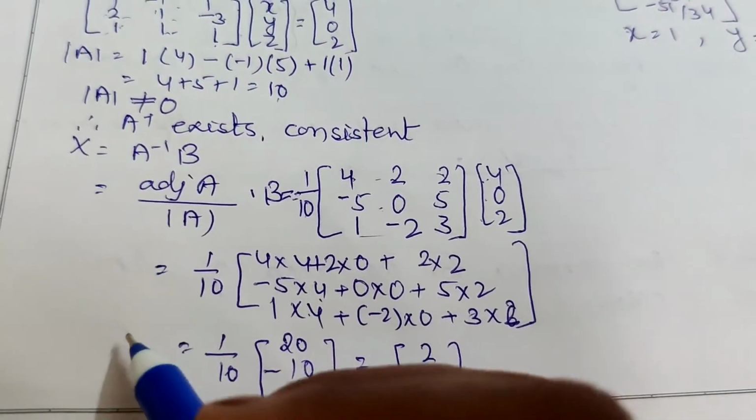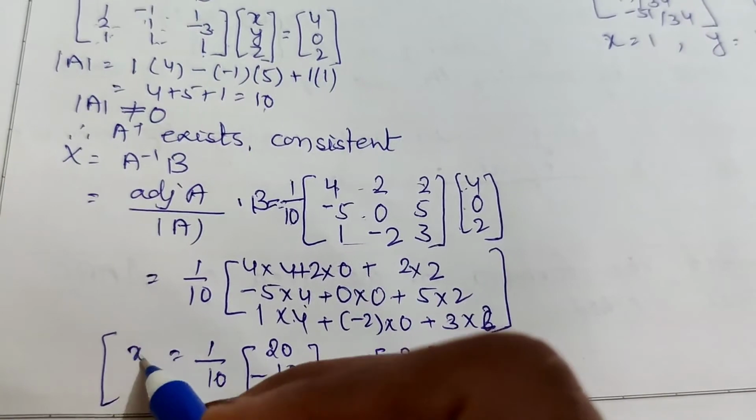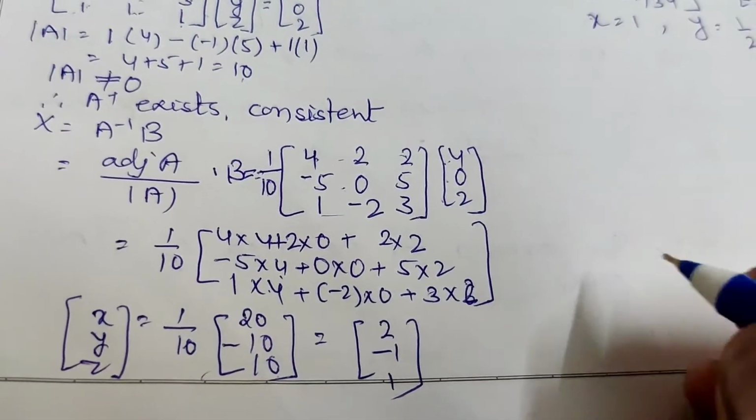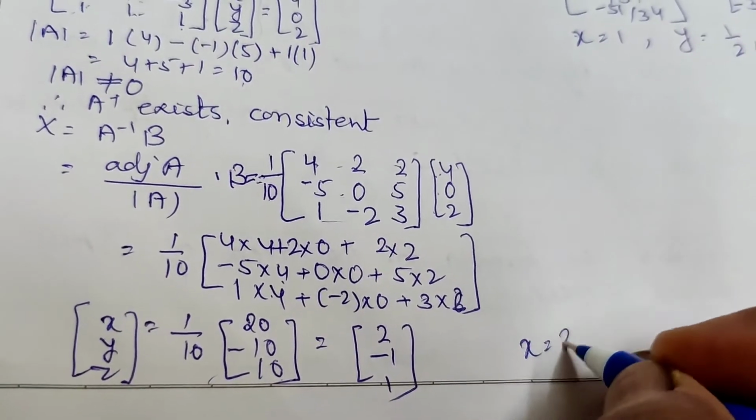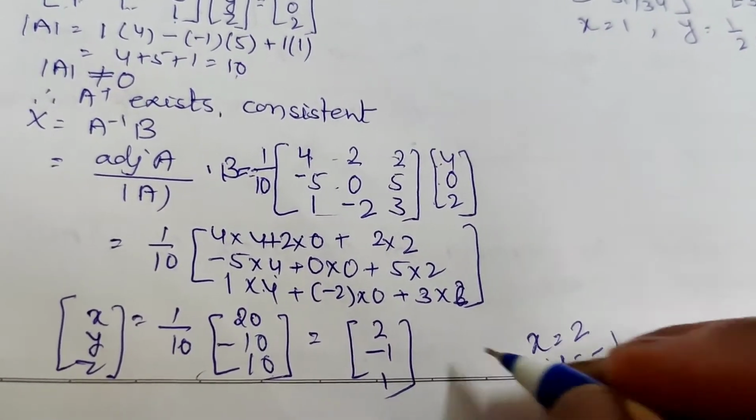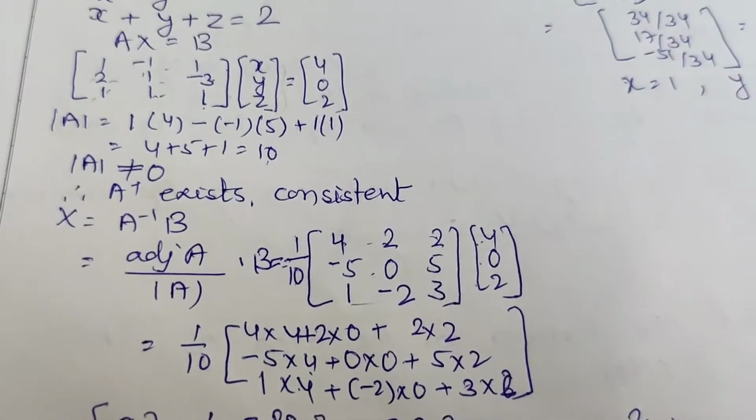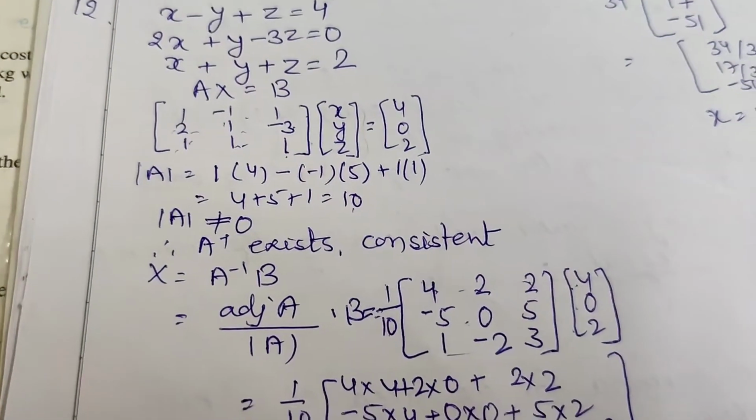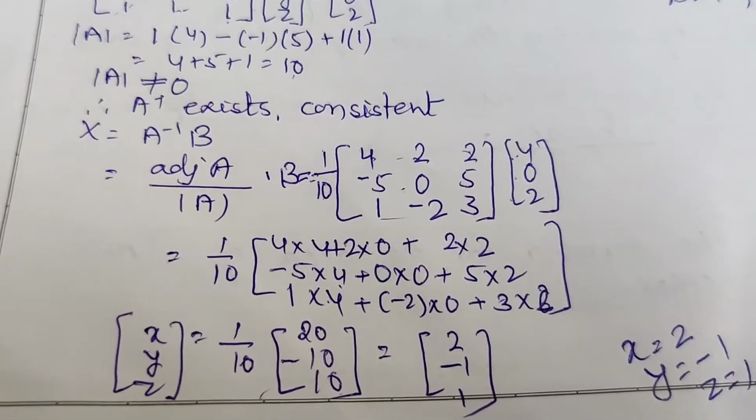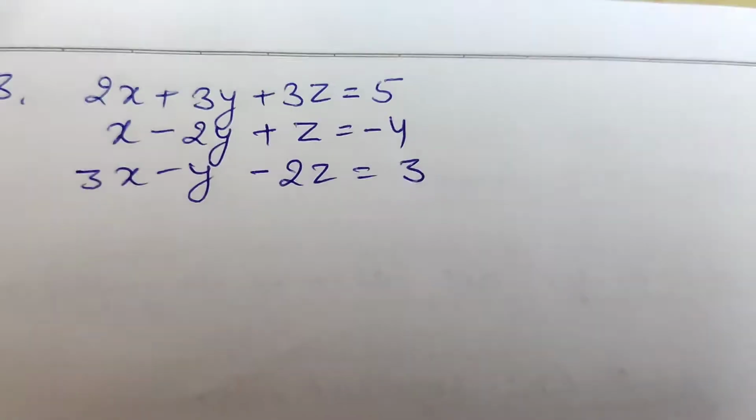Compare this with X equal to x, y, z. It means x equal to 2, y equal to minus 1 and z equal to 1. Okay. This is question number 12. Now question number 13.